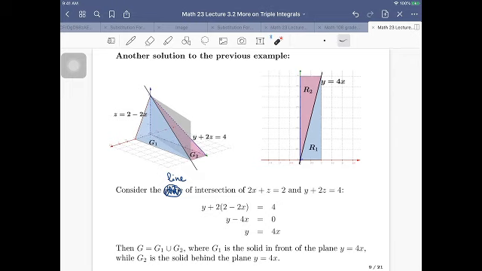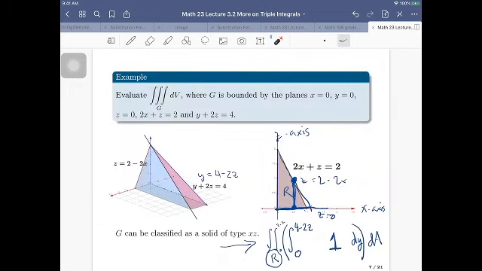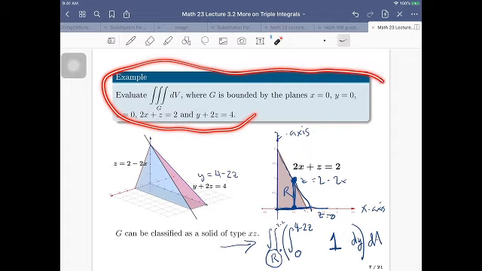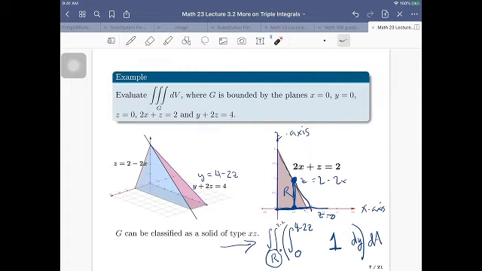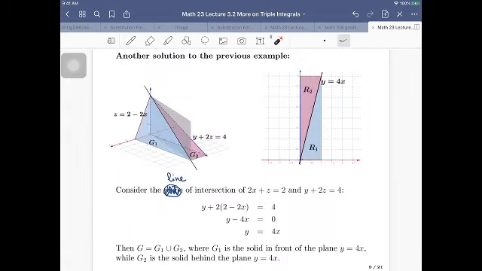Remember from the second part of our lecture that we were talking about this example, and we were treating the solid as a solid of type xz. And then we said before that there's a problem if you force yourself to treat this as a solid of type xy because at some points the ceiling is the blue surface and at some points the ceiling is the pink surface.